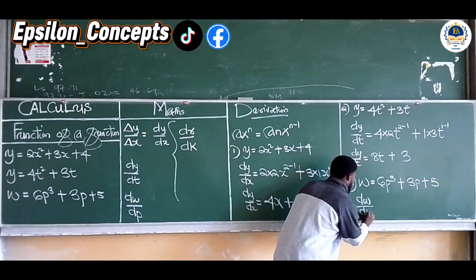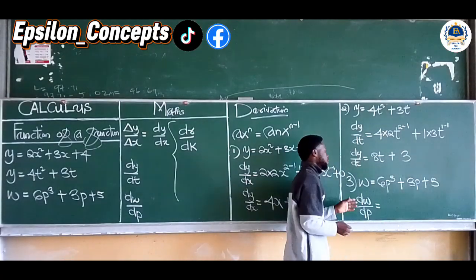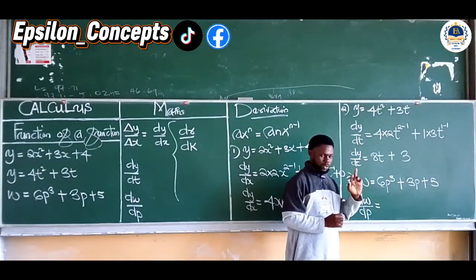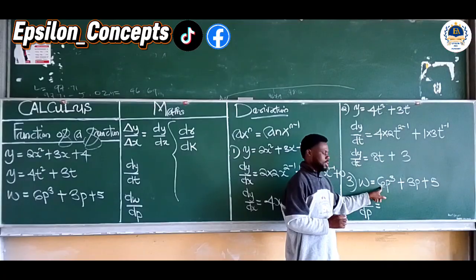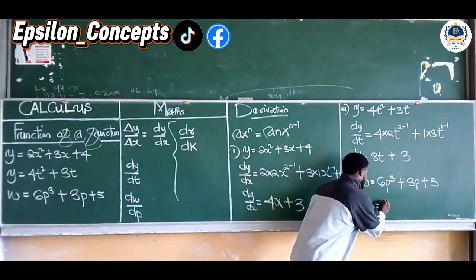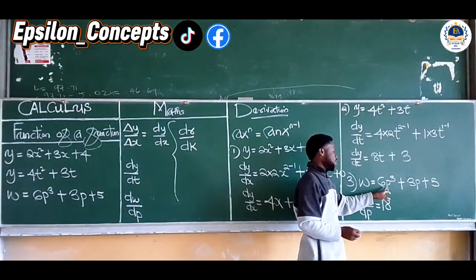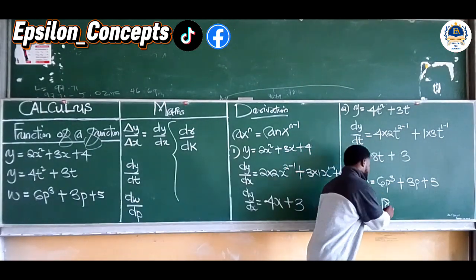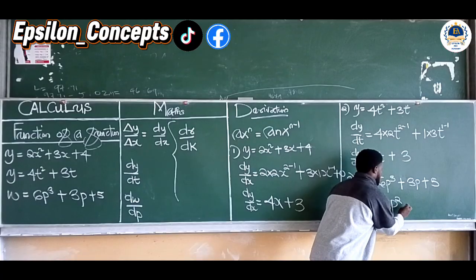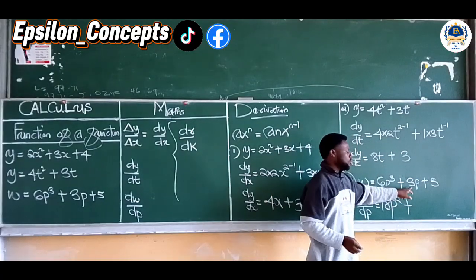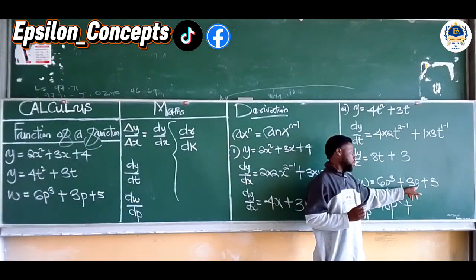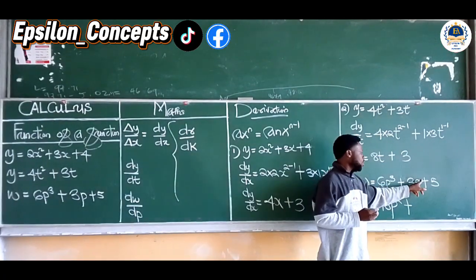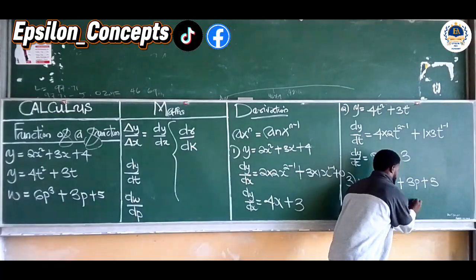So dW over dp would give, I'm going to omit some of the steps at this point. So we are going straight to the point. 3 times 6 is 18. So we have 18. Then subtract 1 from the power. That is 3 minus 1 is 2. So p raised to the power of 2 plus, over here, what is the power of the variable p? Is 1. That gives 1 times 3, which is 3.